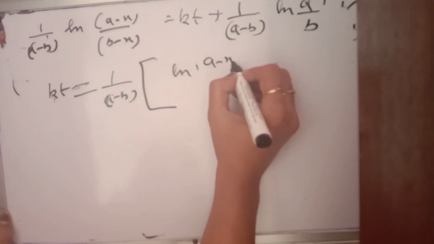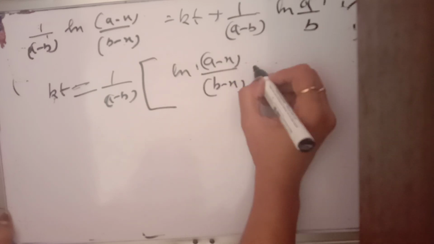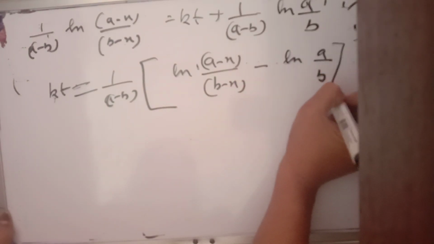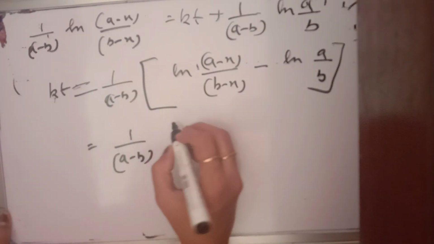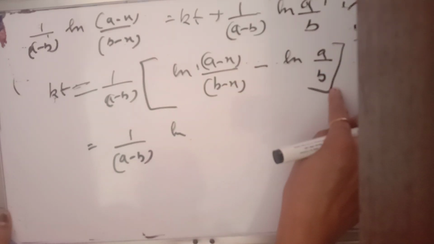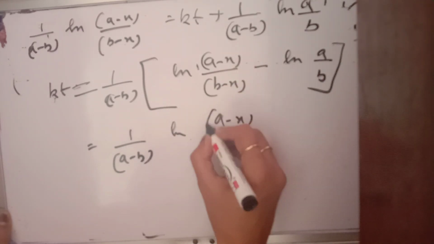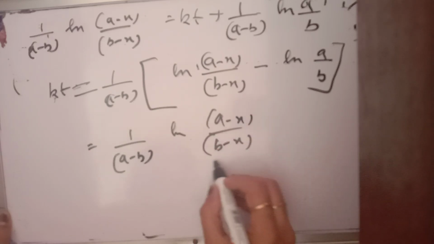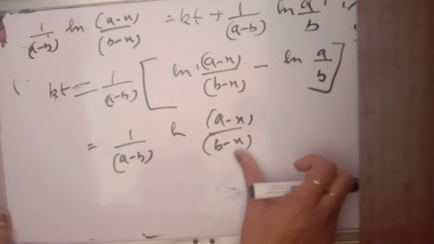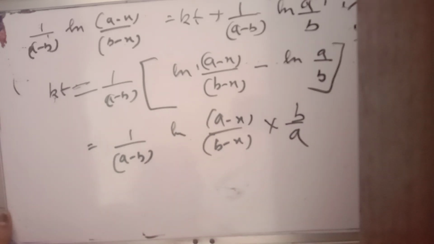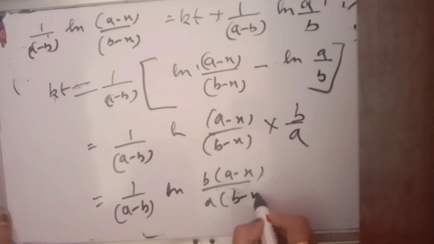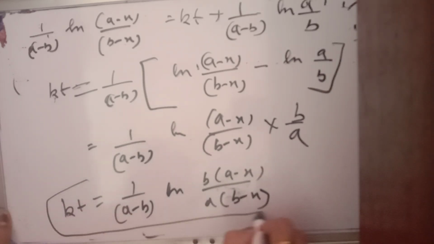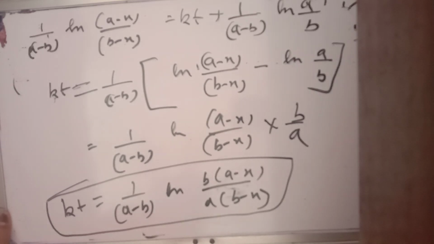log of A minus X over B minus X minus log A over B. Okay, and 1 upon A minus B, log A minus log B is log A upon B, or I can write it as B upon A. So 1 upon A minus B log of B times A minus X over A times B minus X. Now this is my rate law for a second order reaction involving two different reactants.